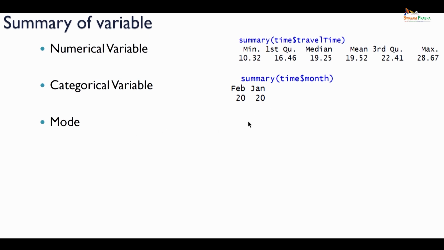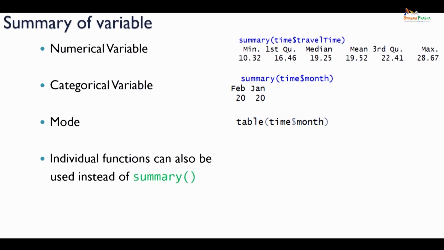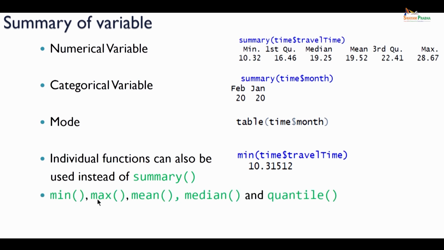Otherwise, you can also use another function called table that gives you the same output. So, table is another function that you can use to get the counts of a categorical variable. Now, apart from this, individual functions can also be used instead of a summary. I am using the function minimum to get the minimum value from travel time, which is nothing but 10.31. The other individual functions are maximum, mean, median and quantile. Summary gives you everything at once, but these individual functions give you only the specific values.